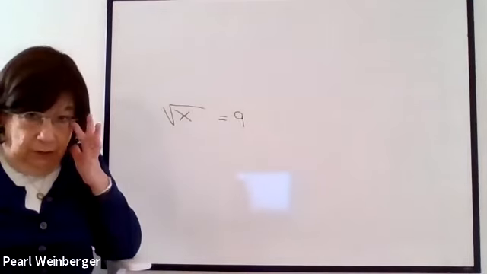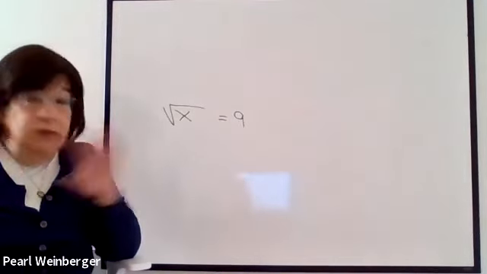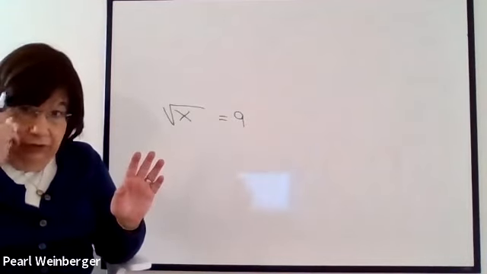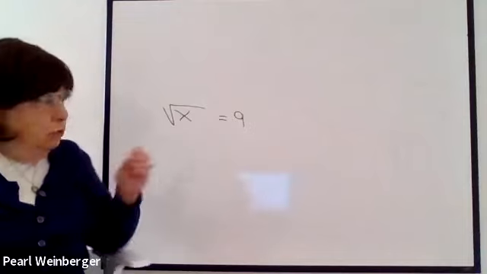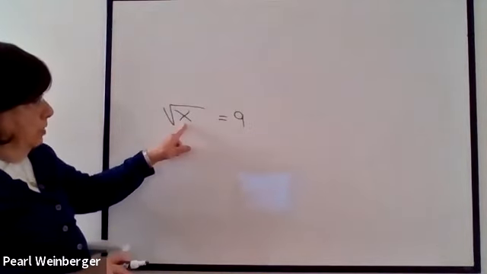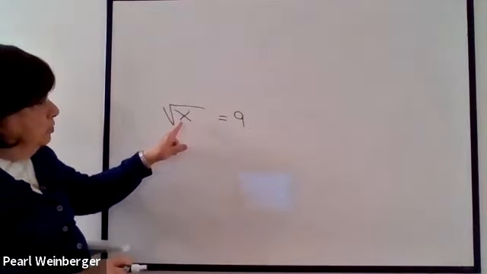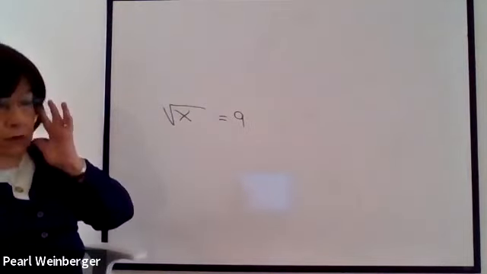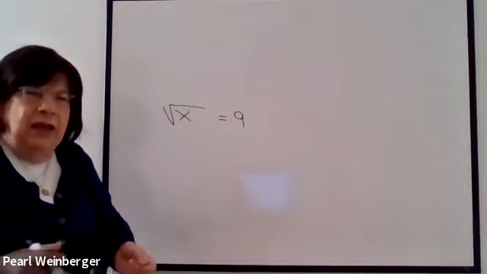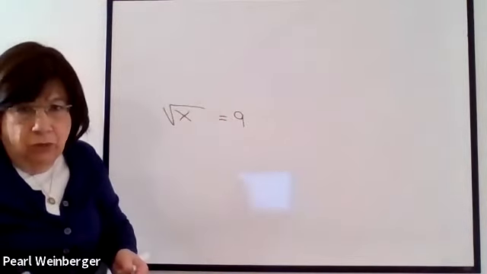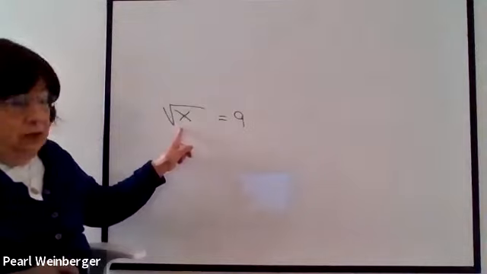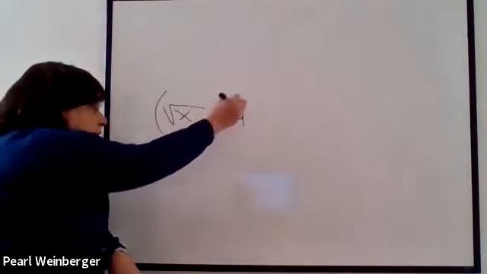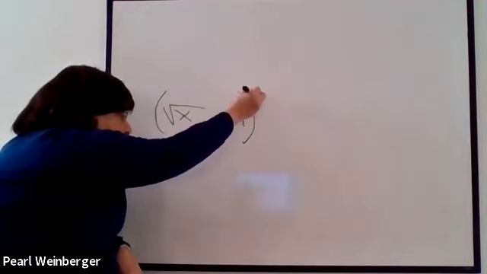Well, let's think about it. The answer is not 3, because the square root of 3 is not 9. It's just the opposite. We are looking for a number that, when I take its square root, will give me 9. Well, I think everybody in their head could figure out that it should be 81, because the square root of 81 is 9. And basically, that gives us a method for solving it.